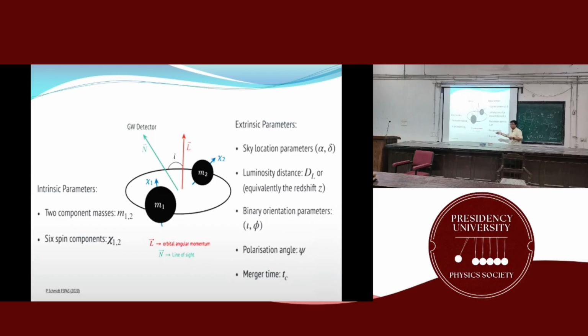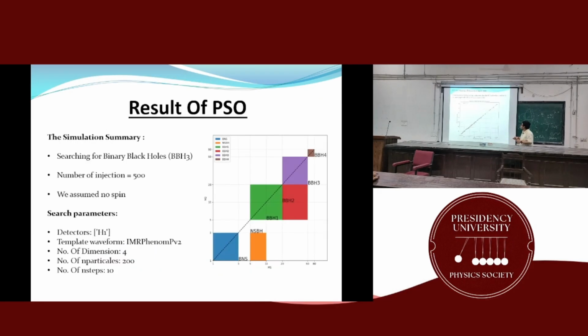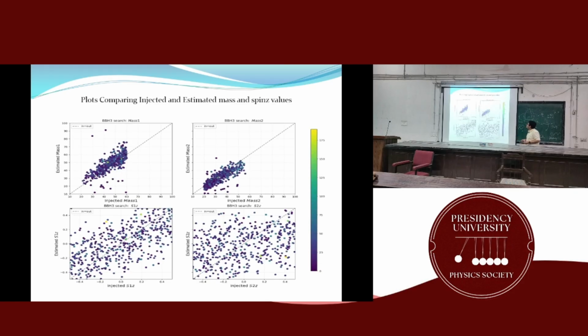We have assumed 2, one for each in the z-axis, and we have taken the detector to be Hanford H1 and the template waveform to be IMRPhenomPv2. These are the particles. We have taken the number of particles to be 200.